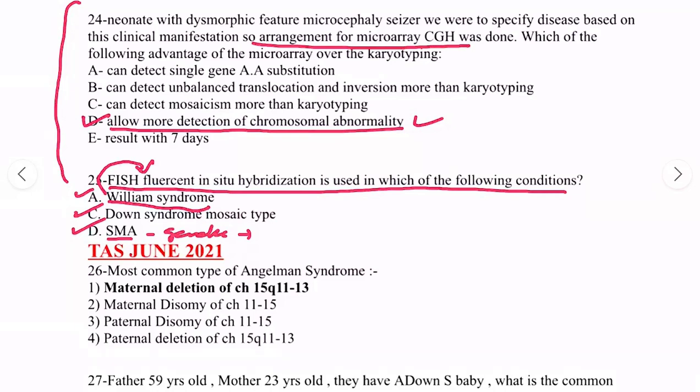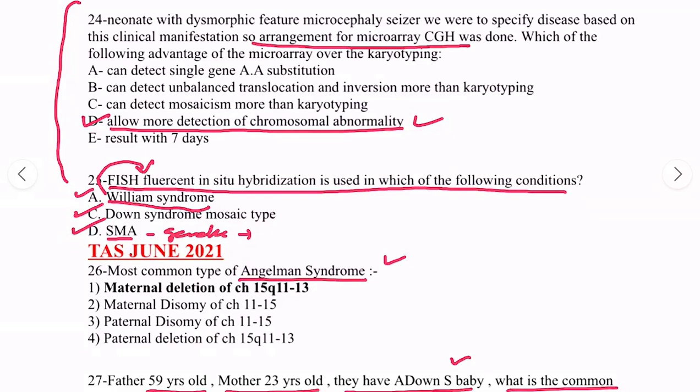The next one, most common type of Angelman syndrome, the same repetition. Father is 59 years old, mother is 23 years old, and they have a Down syndrome baby. What is the most common cause? Maternal non-disjunction.